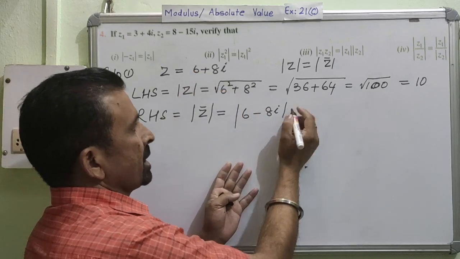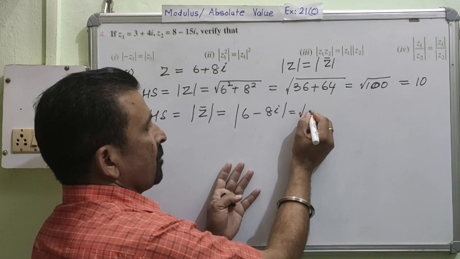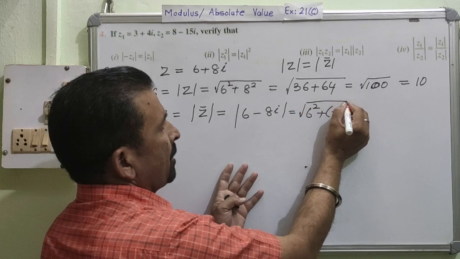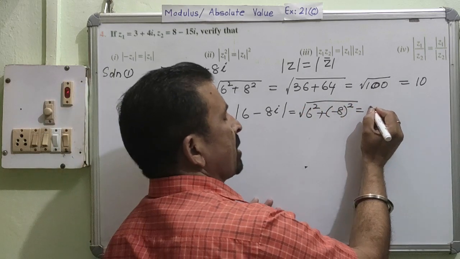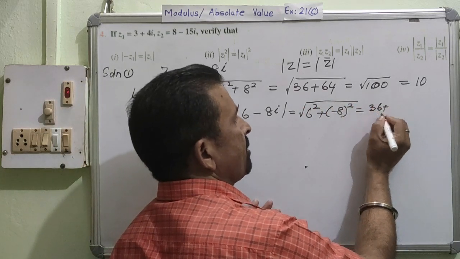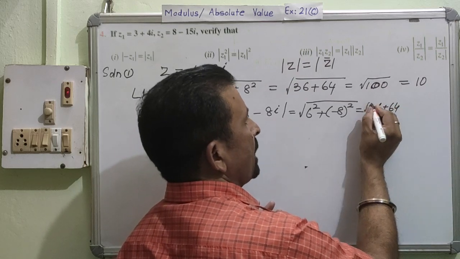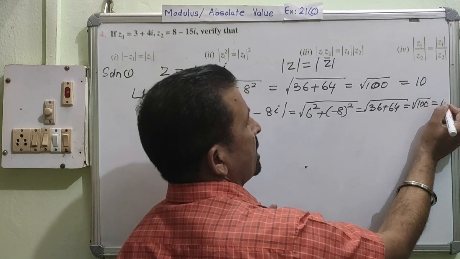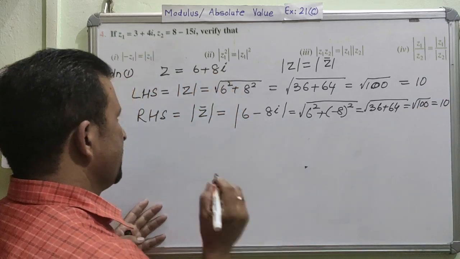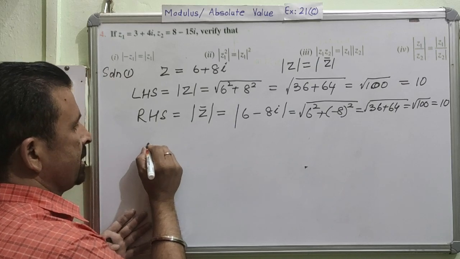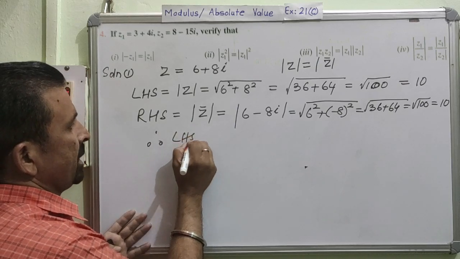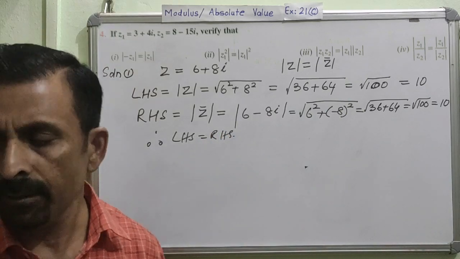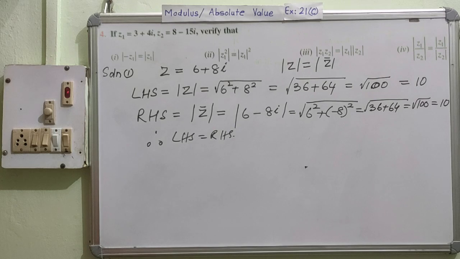Now we have to find its modulus. So this will be equal to root over 6 square plus minus 8 square. Ultimately this also will come the same because 6 square is 36 and minus 8 square is 64. This is equal to root over 100, and finally this is also equal to 10. Therefore we can say, hence, LHS is equal to RHS. Is it very clear?